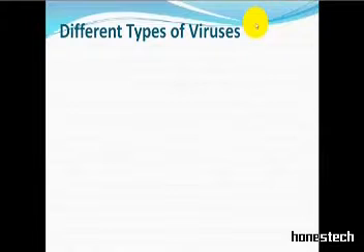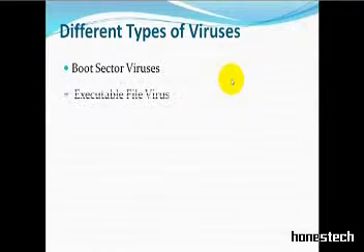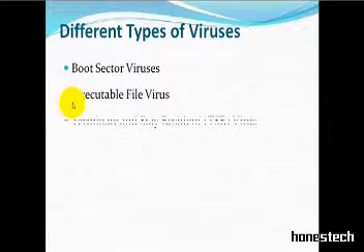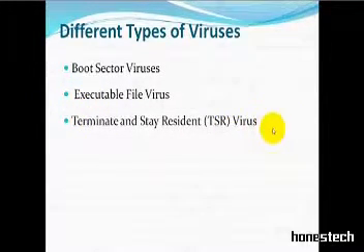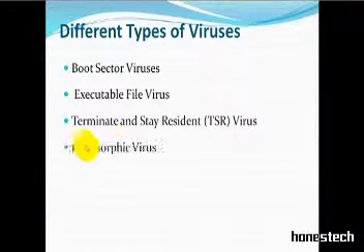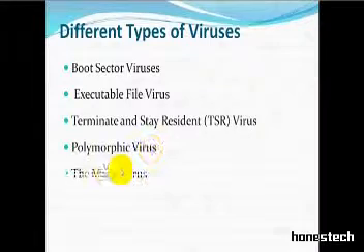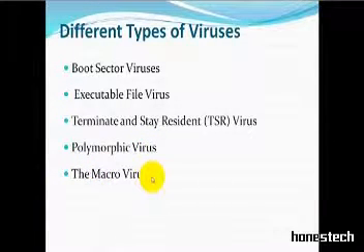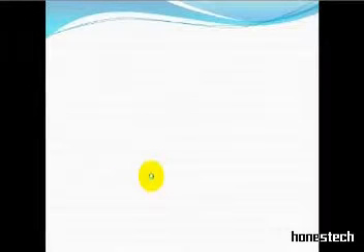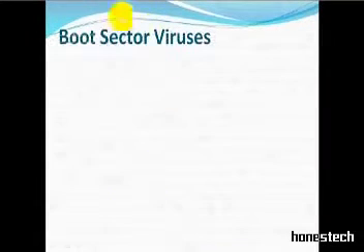When you are considering viruses, different types of viruses are available. First are boot sector viruses, executable file viruses, terminate and stay resident, or TSR, viruses, polymorphic viruses and macroviruses. We have to consider each of these types one by one. Let's see the first virus type, boot sector viruses.